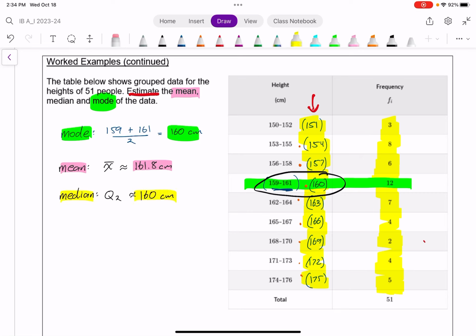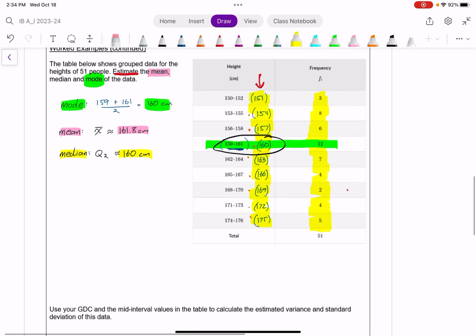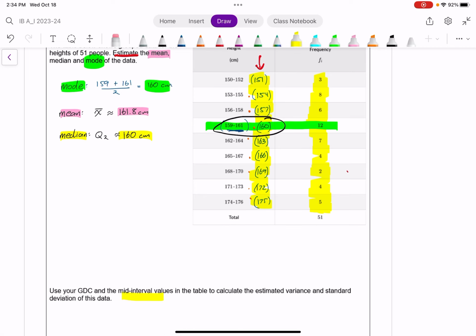Again, only the mode I could find immediately using my GDC, but the graphing calculator definitely sped up the rest. All right, lastly, using our GDC again, and the mid-interval values. That's what I did before. Let's calculate the estimated variance and the standard deviation.